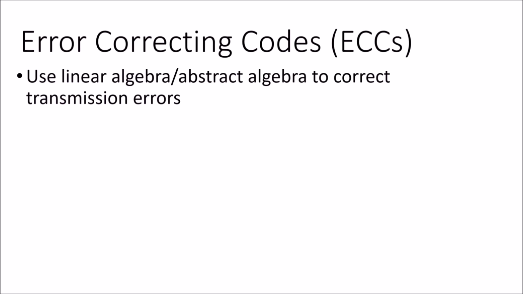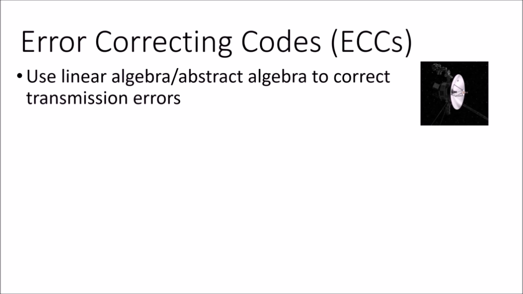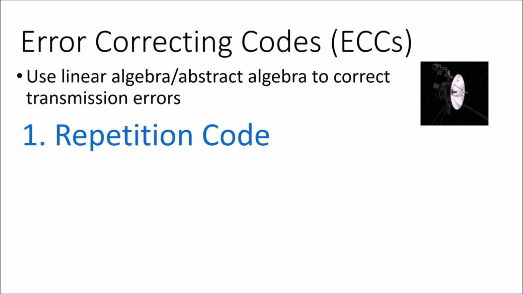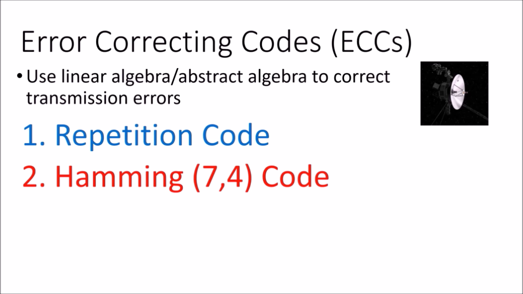Error-correcting codes are a way of applying linear algebra and abstract algebra to fix data transmission errors, as in the case of the Voyager probes sending images from space back to Earth. In this video, I'm going to discuss repetition codes, which is the method you would probably use for error correction if you've never studied ECCs before. I'll also talk about Hamming codes, which are a simple trick that can add a significant improvement to the efficiency in the error correction process.